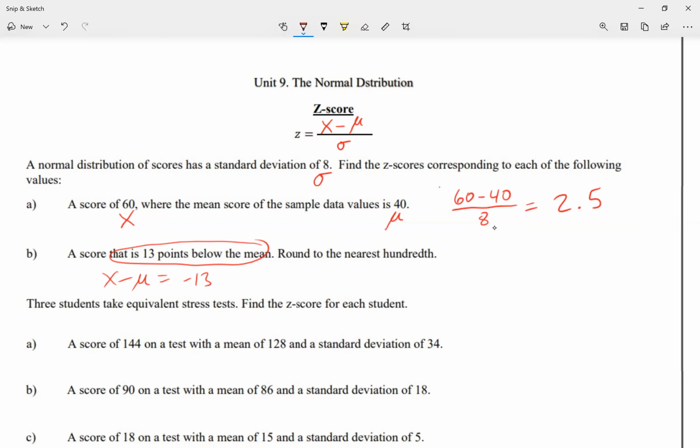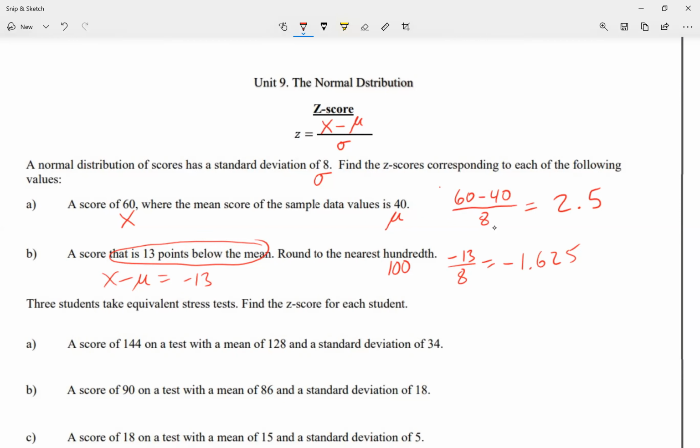Okay, so I'm just going to go negative 13 divided by 8. Remember, my standard deviation was 8. Now, negative 13 divided by 8, I get negative 1.625. And then I know it said to round it to the nearest 100th. I know because it ends with TH, it's a decimal, but it sounds like the number 100. The number 100 has 2 zeros. I'm looking at the amount of zeros. There's 2 of them. So that means my answer should have 2 decimal places.